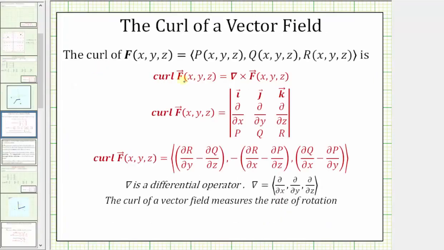The curl of a three-dimensional vector field is equal to the differential operator crossed with the vector field f, which would give us this 3 by 3 determinant. And now if we expand this 3 by 3 determinant, we would get this formula here for the curl of a vector field f in 3D.